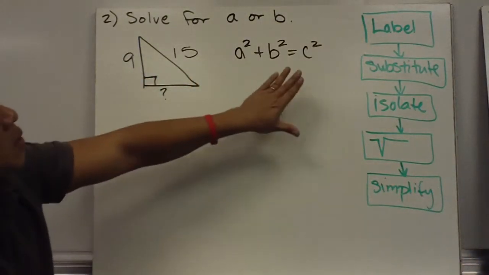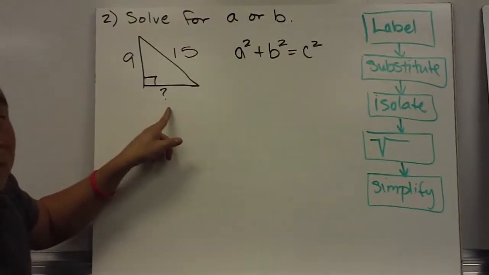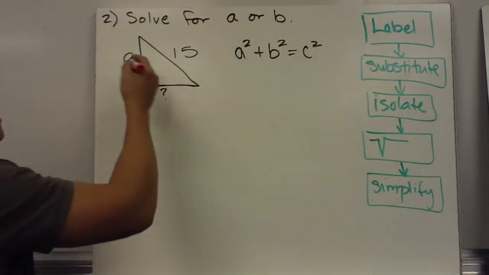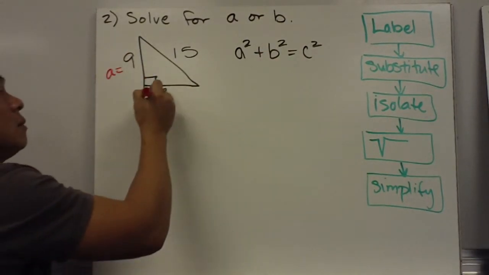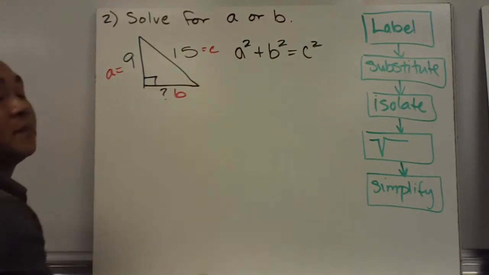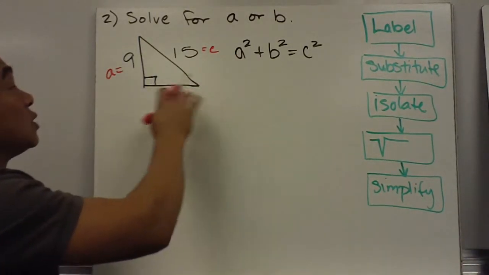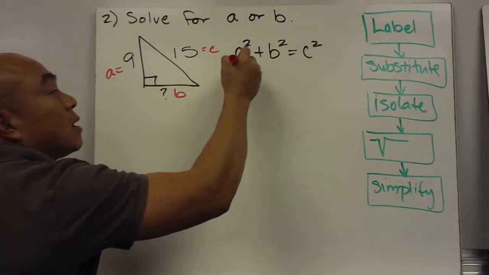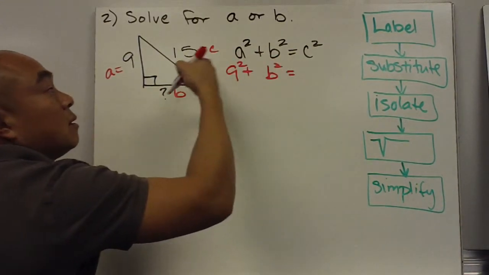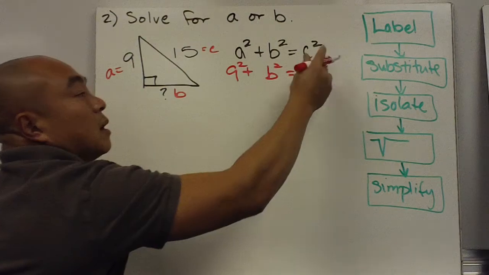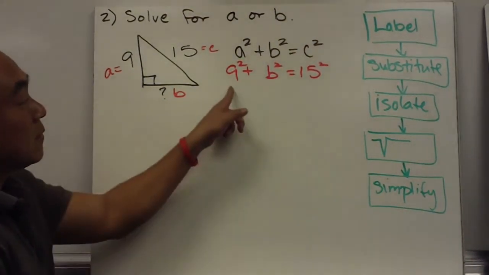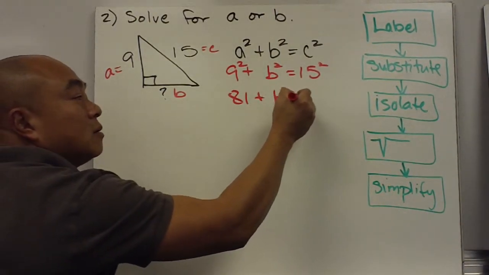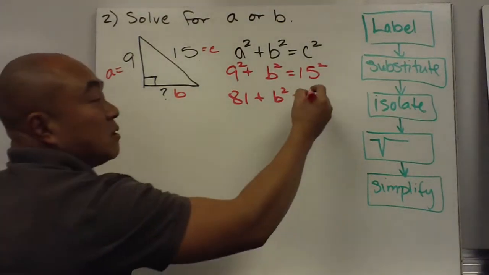Alright, now let's go ahead and do one where we're solving for one of the legs of the triangle, or the sides of the triangle, and not the c, or not the hypotenuse part. So first of all, number one, we're going to label. So A, B, C. Once we're done labeling, we're going to substitute, put the 9 in here. Our B, we don't know what that is, so we're going to leave it. And then that's 15. And don't forget the exponent of 2. So now that's 9 to the second power, which is going to be 81, plus b squared. 15 to the second power is going to give us 225.